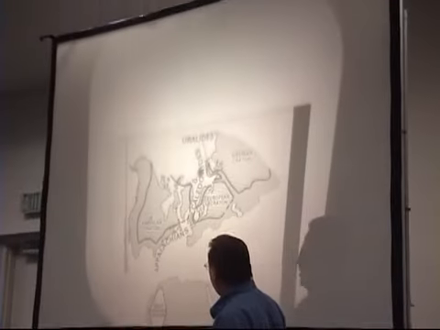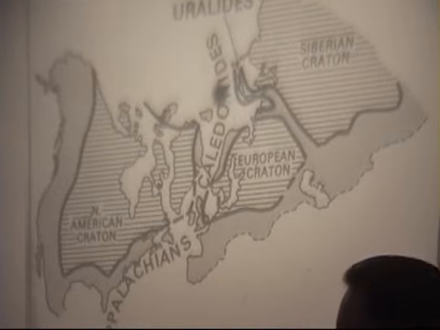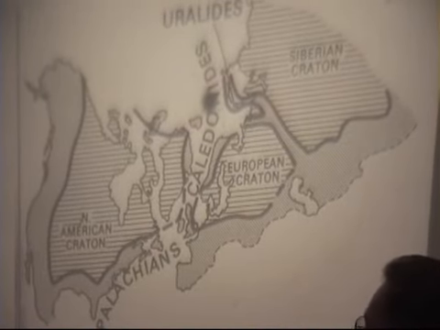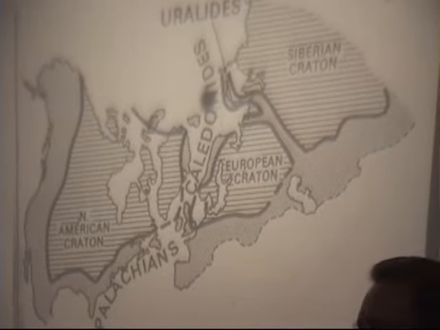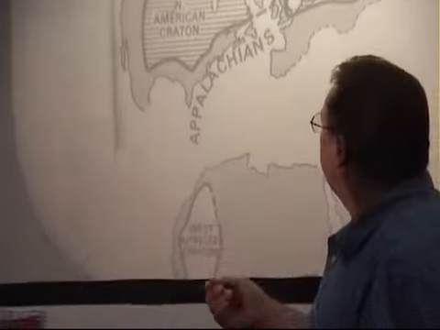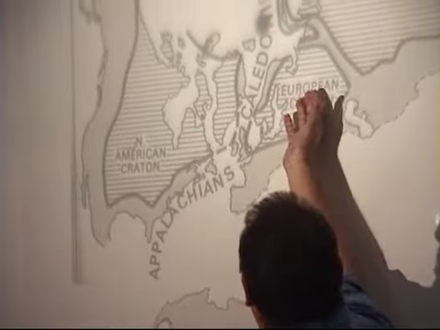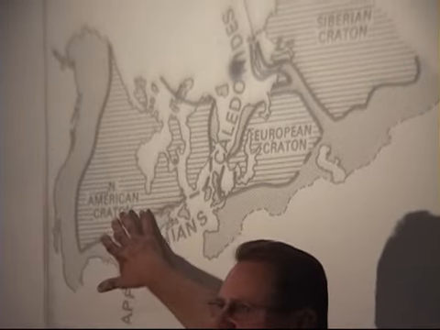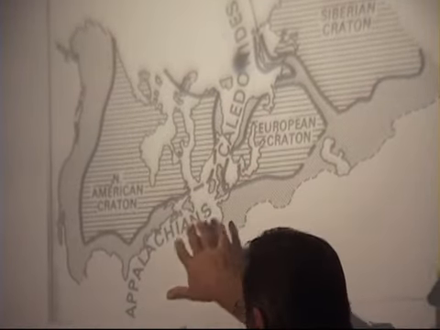What was happening prior to the flood? There were areas in which, well underneath the surface, granites had intruded and formed what are called cratons or stable areas. And these had a thick layer of sediments on top of them.